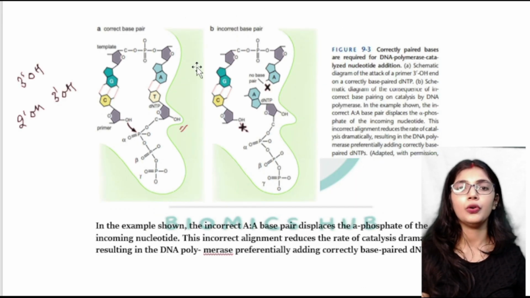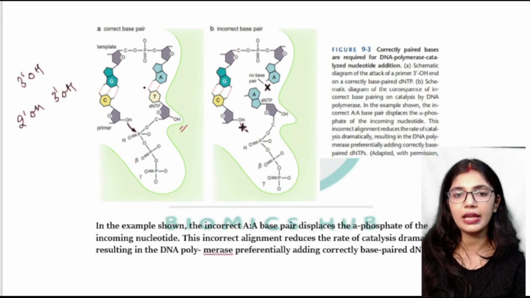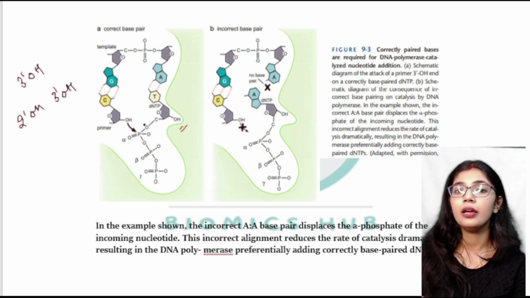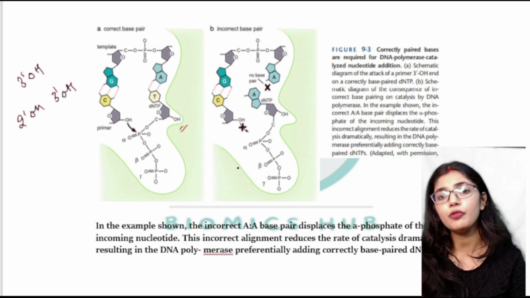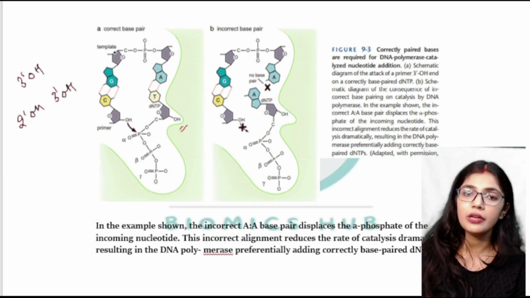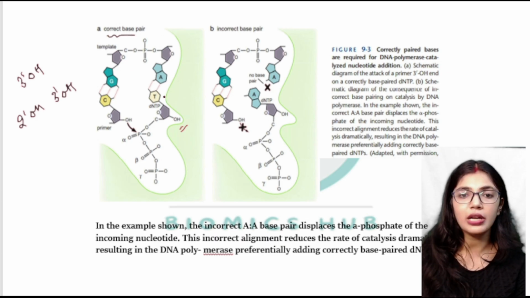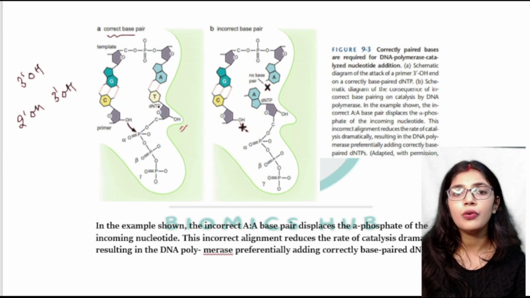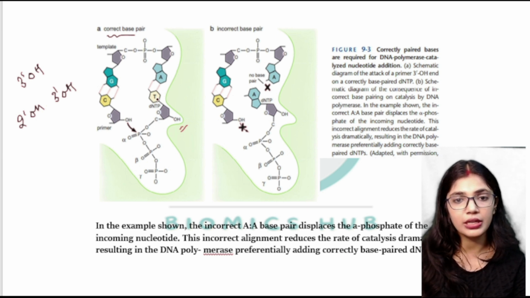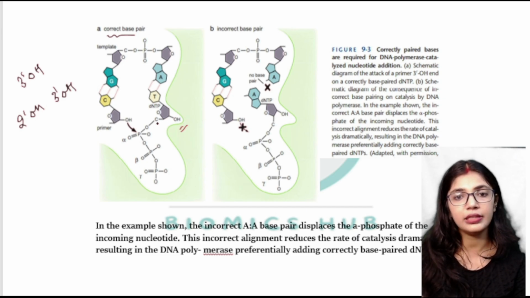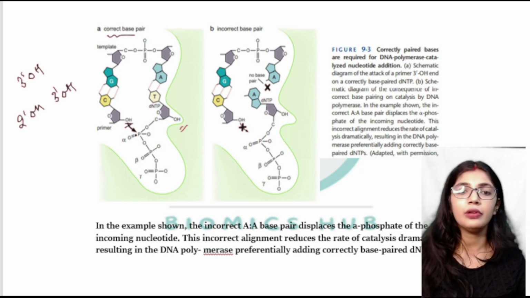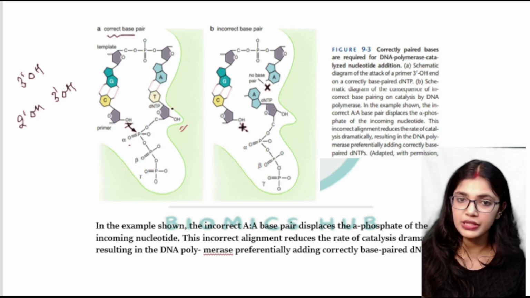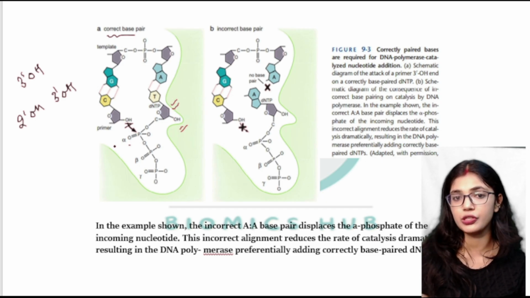Now the question comes: if there is correct base pairing, then there will be a phosphodiester bond. But if there is incorrect base pairing, no phosphodiester bond will be formed. So why is it so? Here we can see that it is a correct base pair. Adenine is binding with thymine, so for this it needs a phosphodiester bond. If it is a correct base pair, it easily comes into this pocket, and the structure will be such that this OH group is closer to the alpha phosphate of the upcoming or new nucleotide, so there will be a phosphodiester bond.